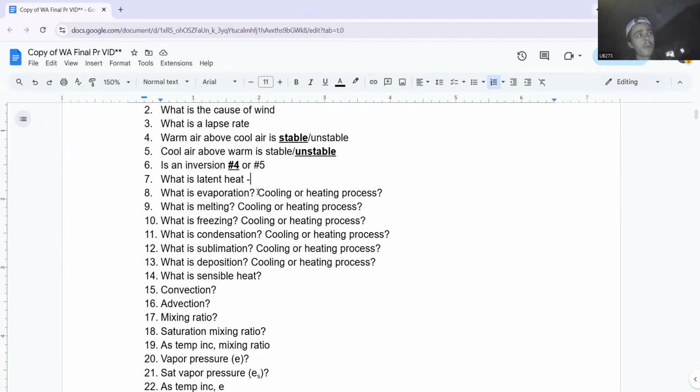Is it a heating or cooling process? Here's where it can get confusing. It's a cooling process. Doesn't that sound like it's a warming process because it goes from a liquid to a gas? But remember, if a molecule is going from a liquid to a gas, energy is not created or destroyed. So because the parcel itself is increasing in temperature, it decreases the environment around its temperature. So it's a cooling process.